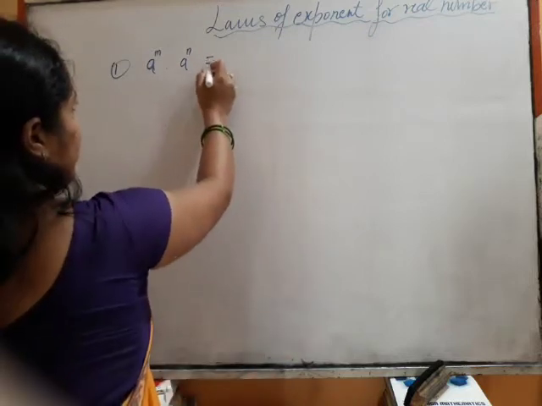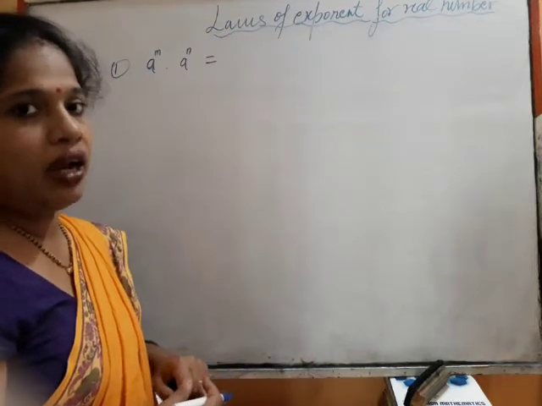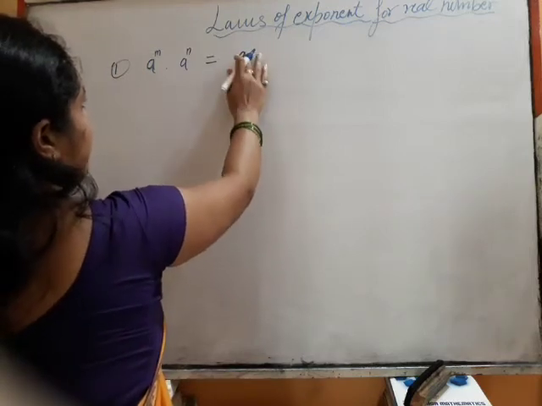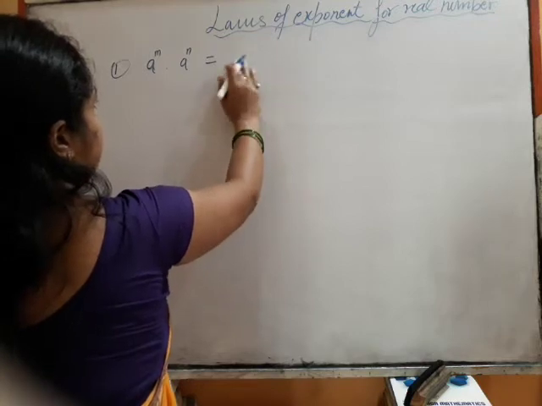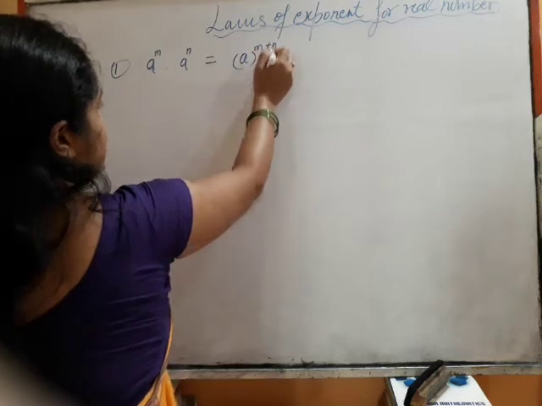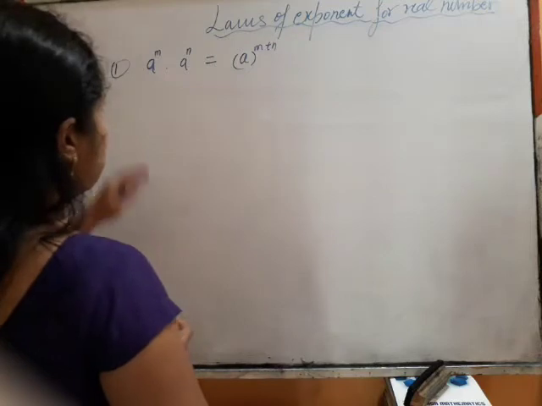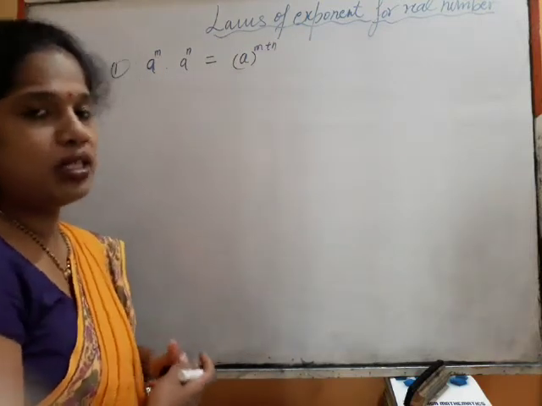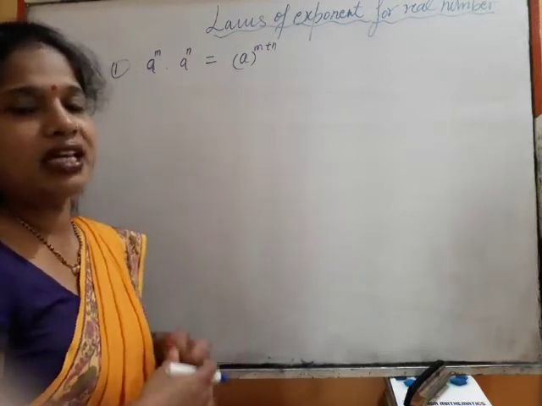So what will be its value? a and a will be the base, and m and n are exponents of the base a. So together the value will be a whole raised to the power m plus n. So this is how, in the product form, when two same numbers having different exponents are multiplied, their exponents will get added.